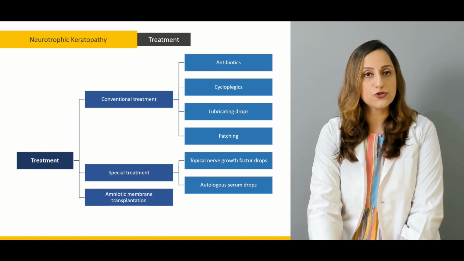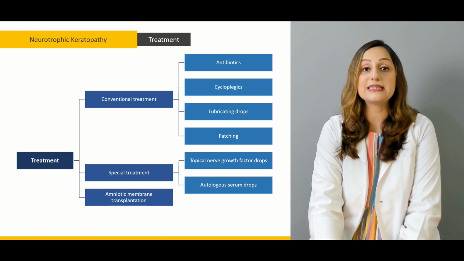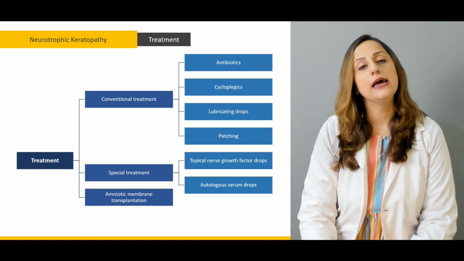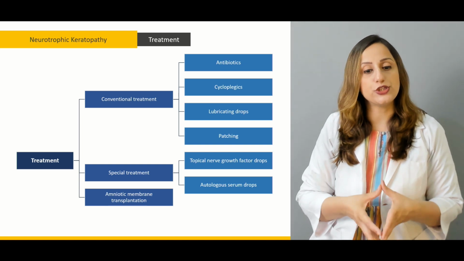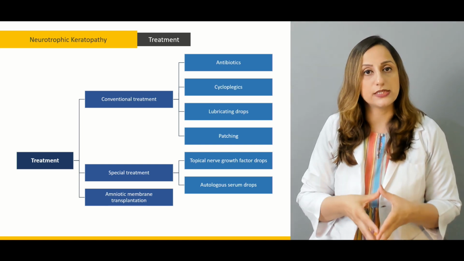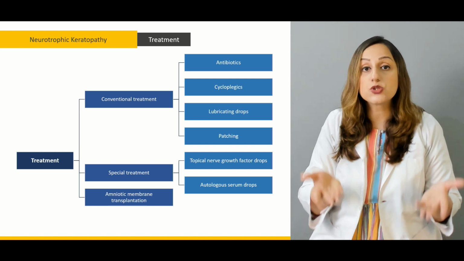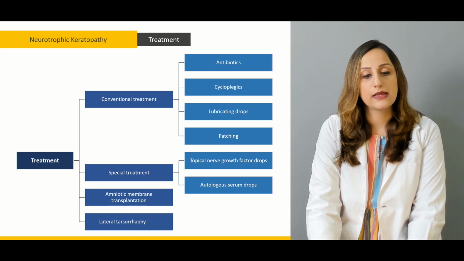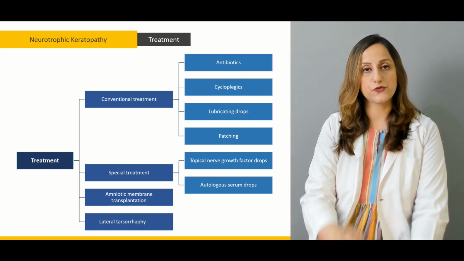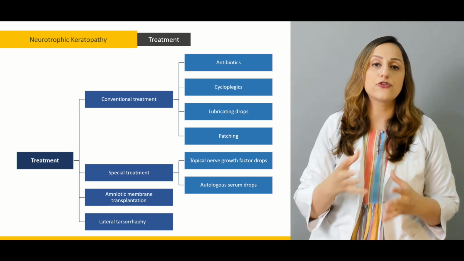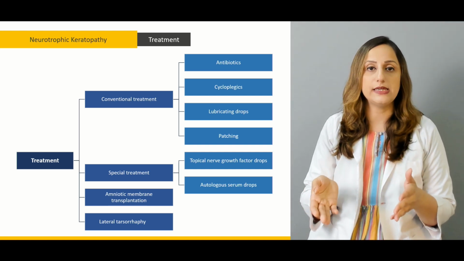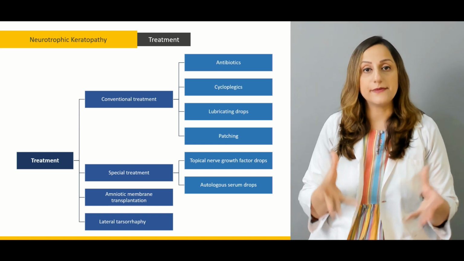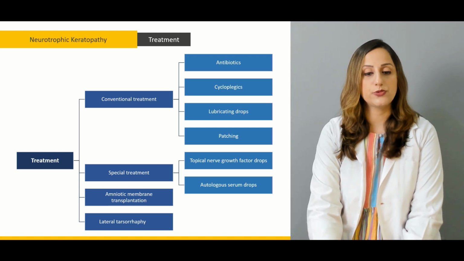The amniotic membrane transplantation, of course, if there is excessive ulceration noted at the corneal epithelium and even the stroma is damaged, we would opt for the amniotic membrane transplantation in these patients. That is one of the prosthetic treatments that can be given. Finally, one of the treatments of choice that is usually done is the lateral tarsorrhaphy. Again, it's one of the plastic operations that can be done if there is excessive damage to the cornea of the individual.